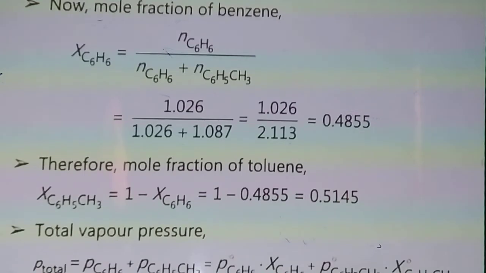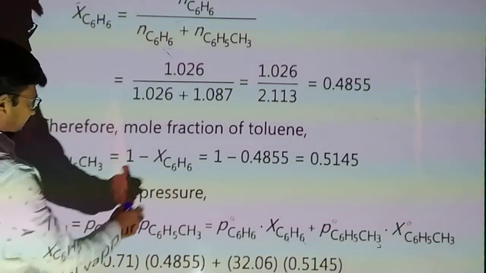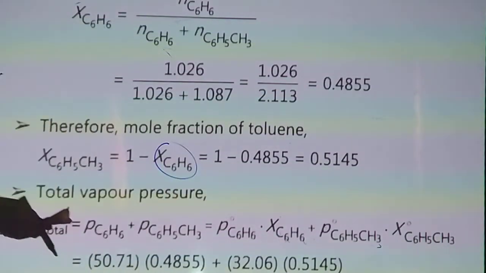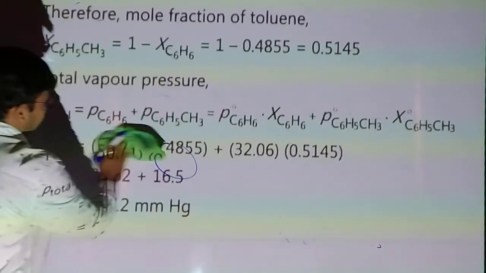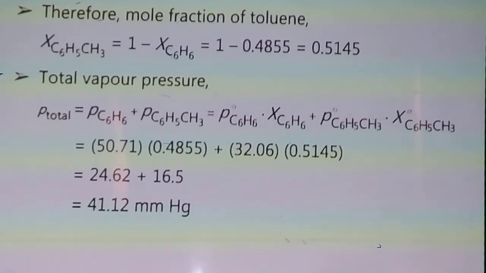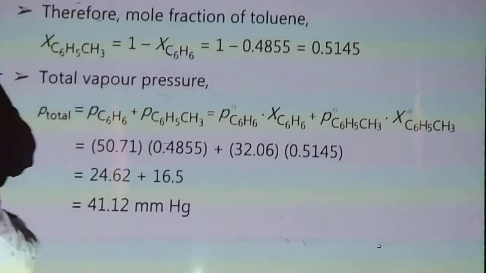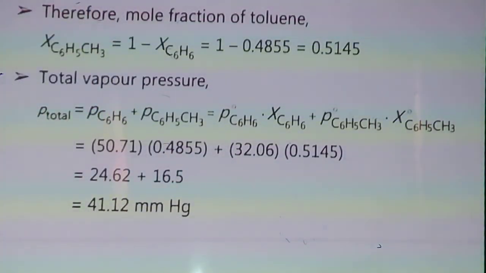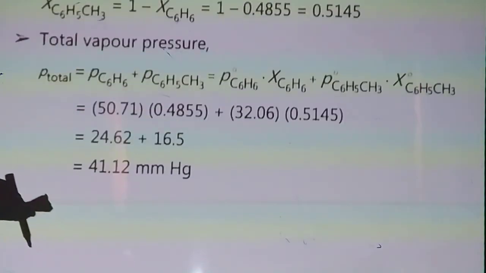1.026 divided by 2.113 is 0.48155. Therefore, mole fraction of toluene is 1 minus mole fraction of benzene, 0.5145. So total pressure will be pressure of benzene plus pressure of toluene. So P degree benzene into mole fraction of benzene, plus P degree toluene into mole fraction of toluene, from Raoult's law. So total pressure will be 41.12 millimeter.